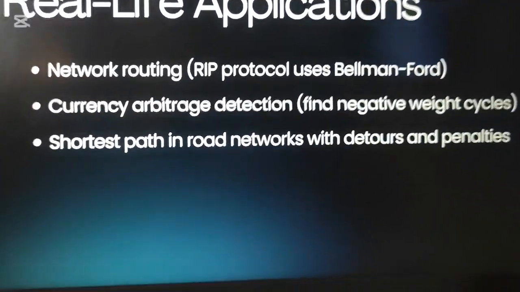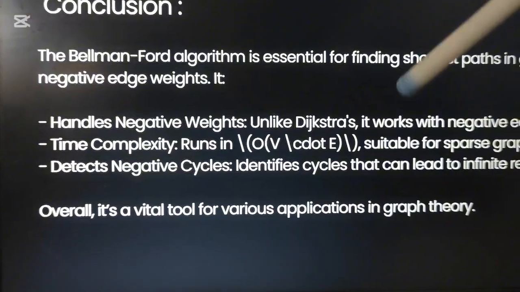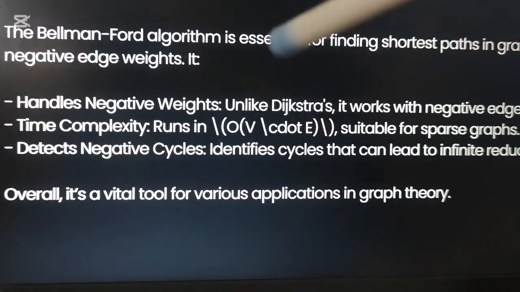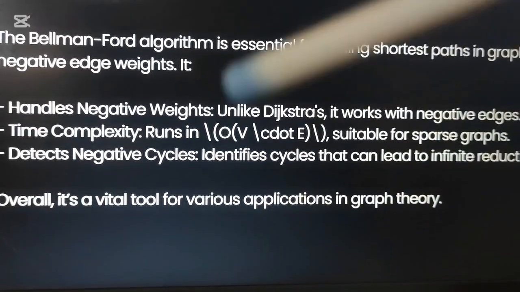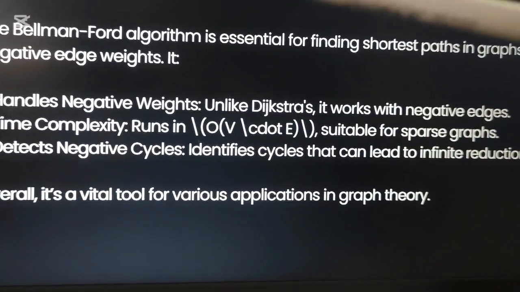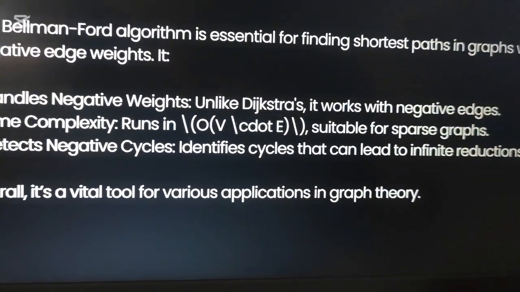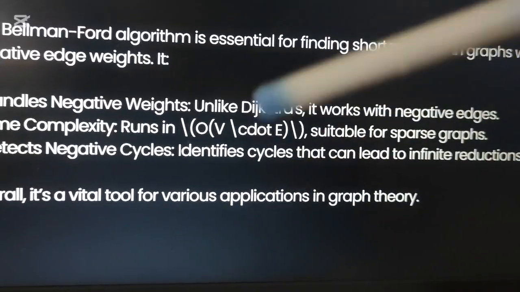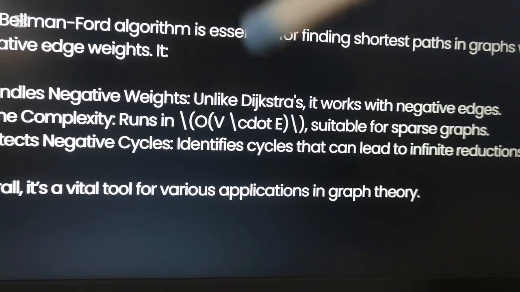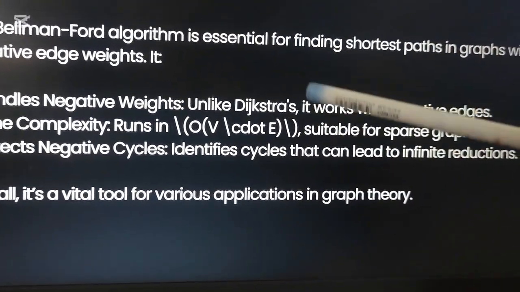So now we are heading towards our conclusion. The Bellman-Ford algorithm is essential for finding shortest paths in graphs with negative edge weights. It handles negative weights, detects negative cycles, and runs in its time complexity, which we have discussed on the previous slide, making it suitable for sparse graphs. Overall, it's a vital tool for various applications in graph theory.